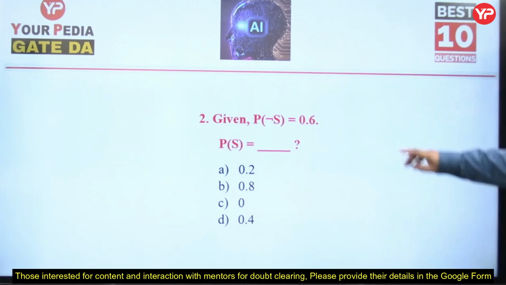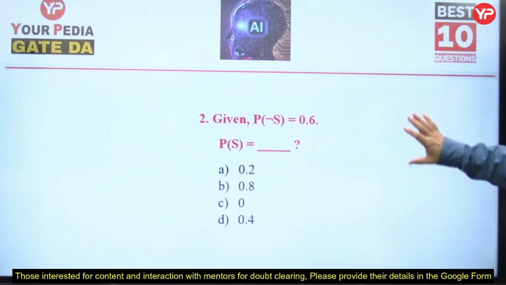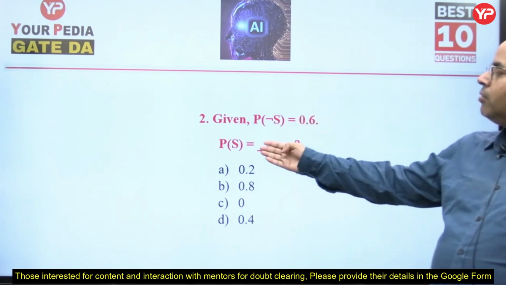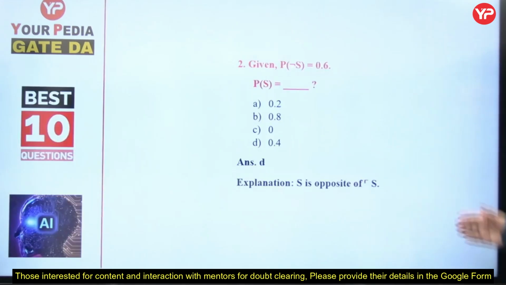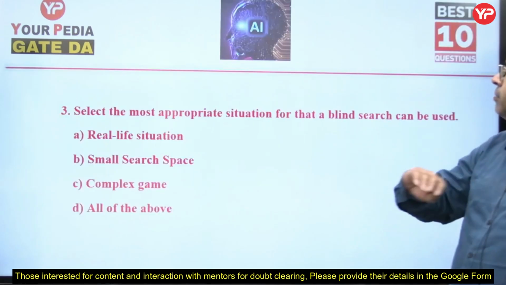So if you are afraid of symbols, that what P not S means, then what is PS, then you may have a problem. Otherwise, the probability of not happening of an event is 0.6, so the probability of the event happening is 0.4, very simple. Here the answer is D, 0.4. S is the opposite of not S.